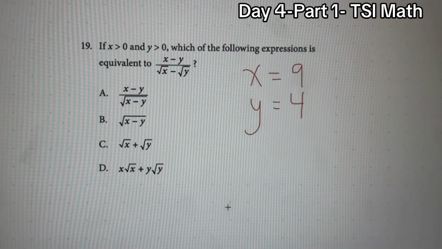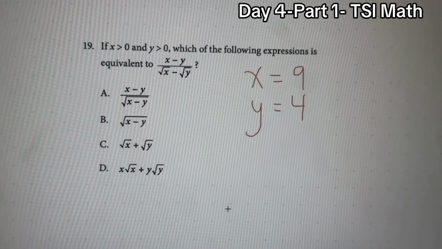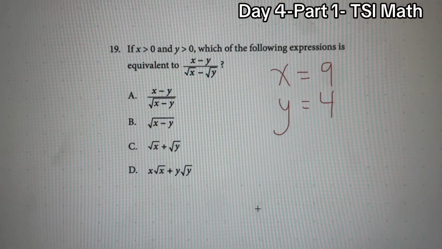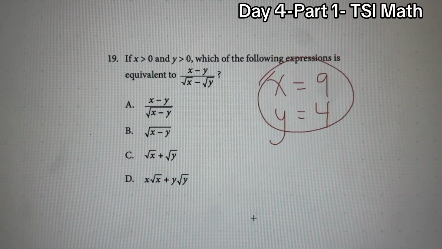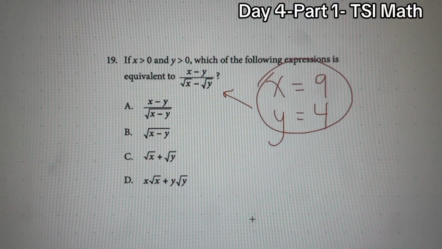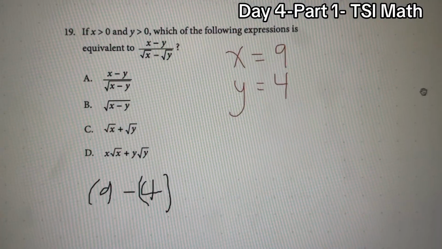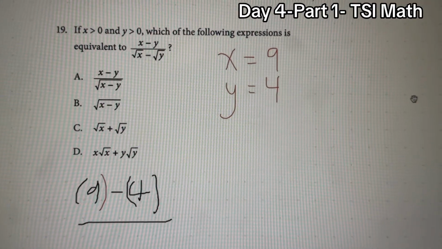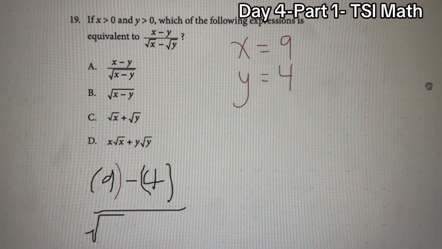I think this is going to work out perfectly. So let's plug a 9 in for x and a 4 for y into this expression, and we'll find out what that equals. Does that make sense? You're good, as long as it's legible.